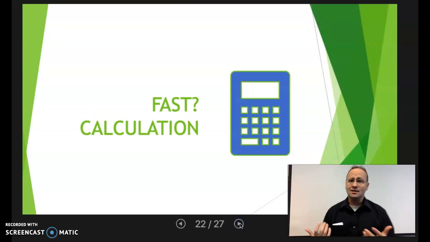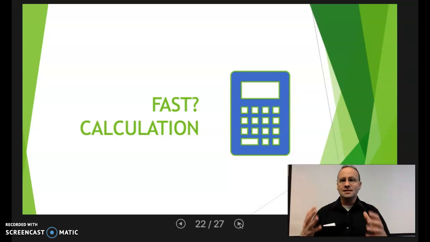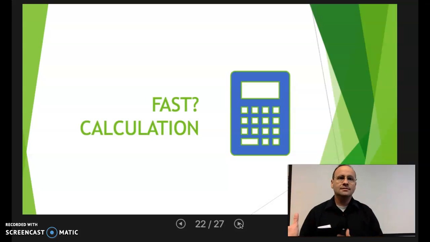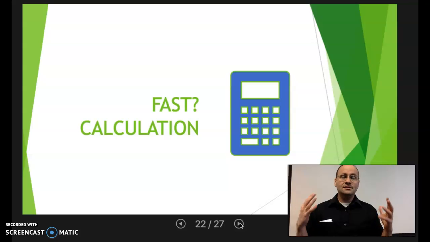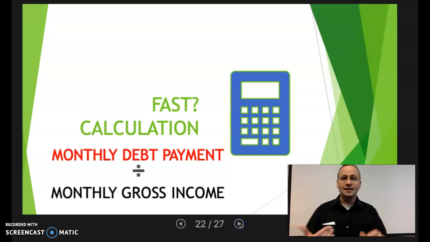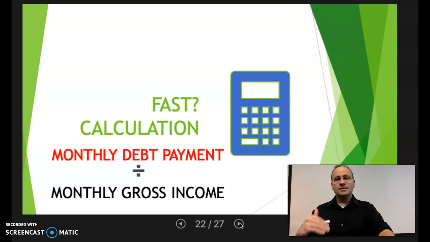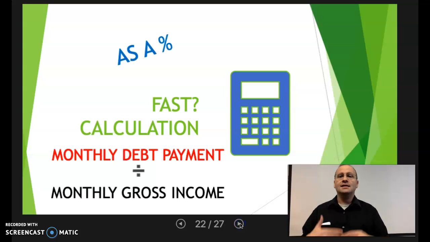So can we do a fast calculation? Well, let's look at it. If we're looking at debt divided by gross income, we're going to find a number. And then when we usually report it, we turn that number into a percentage. So what am I saying? I'm saying that you take your monthly debt, divide it by your monthly gross income, and state that number as a percentage.